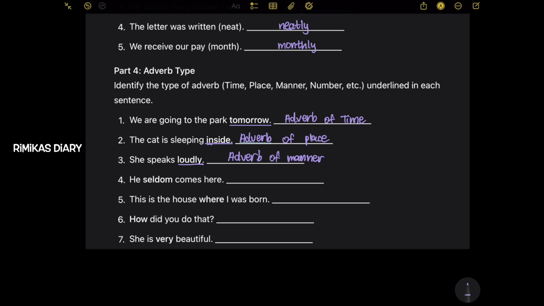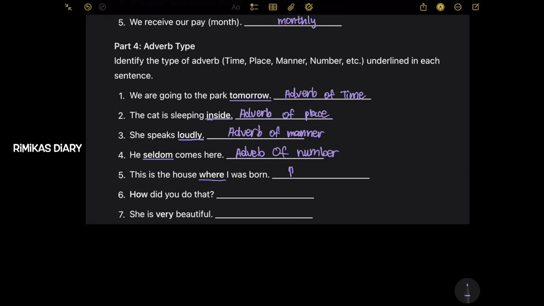He seldom comes here. So adverb of number. So where is relative adverb? Relative adverb. Since it's connecting two sentences, it's relative adverb. How did you do that? Here, how is interrogative adverb.